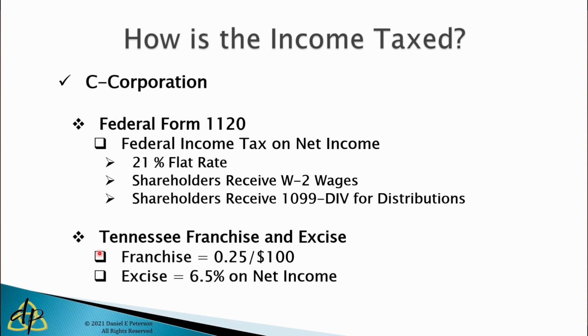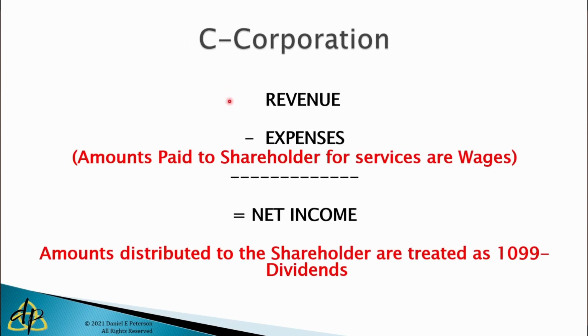So for our corporations, our expenses include the wages that we pay to our shareholders for services, reducing the amount of net income that we have to pay 21% federal tax on and 6.5% state tax on. Any dividends that are paid out are not deductions or expenses of the business, but rather payments of dividends and should be reported to the shareholders on a 1099-DIV.